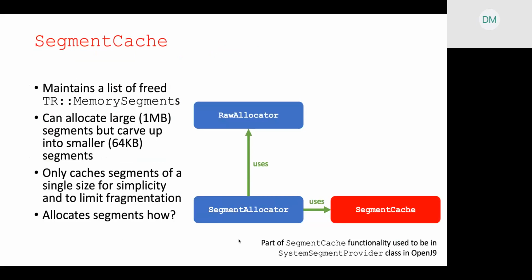As an example, in OMR, I think in OpenJ9, it uses 1 megabyte segments that it will allocate, but then it will carve that up into 64 kilobyte segments to hand back out to the compiler. And there are some complex ways that you can end up allocating things larger than 64 kilobytes, but still within the larger 1 megabyte segment. I won't go into detail here, I'll just awe you with the complexity of all this stuff. But it's all hidden inside this segment cache thing.